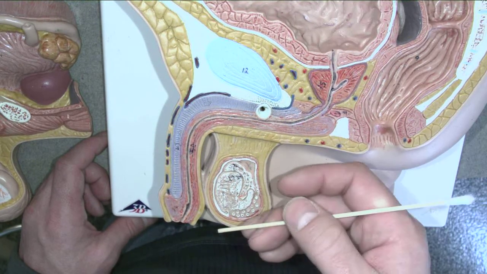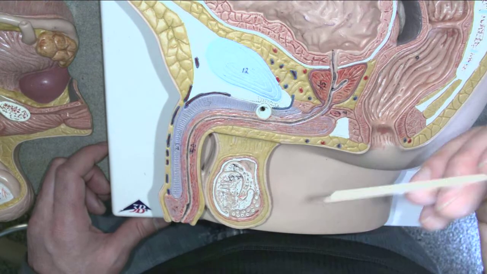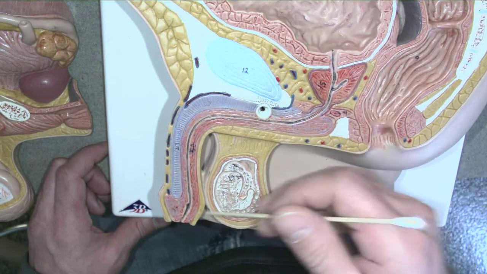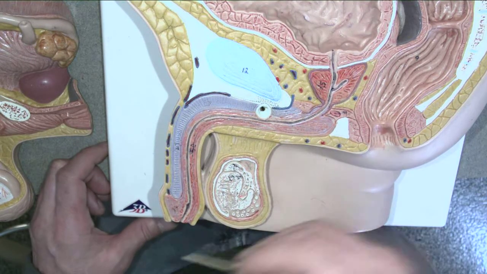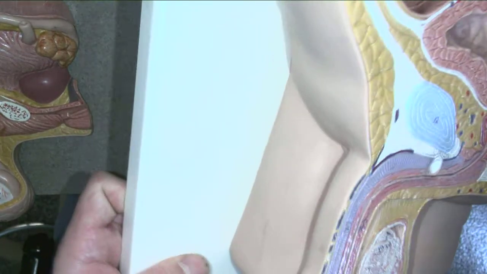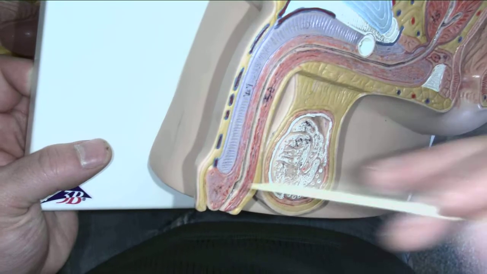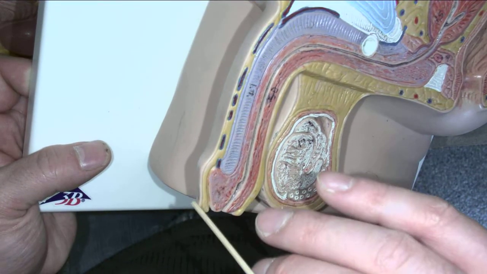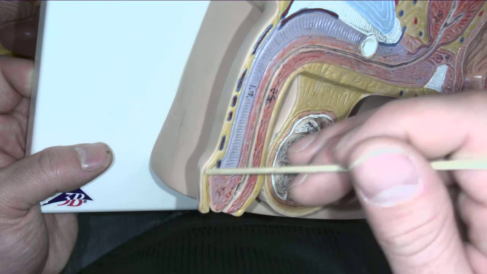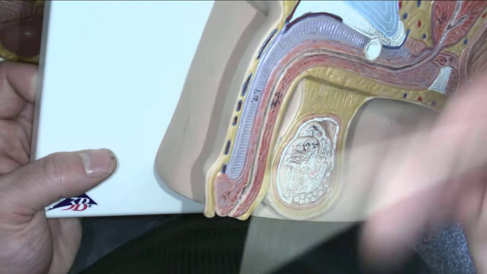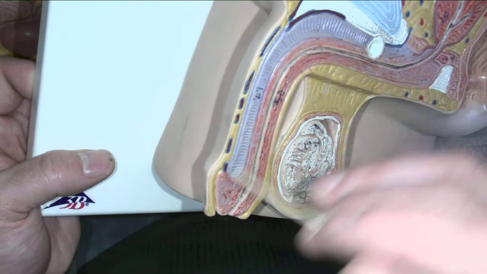Okay, and the glans is covered by foreskin. Foreskin here on this model remains intact. Typically, parents opt to have this removed, or circumcised, at birth or shortly after. But that is foreskin, and in Latin, it's the prepuce, P-R-E-P-U-C-E. Same thing.